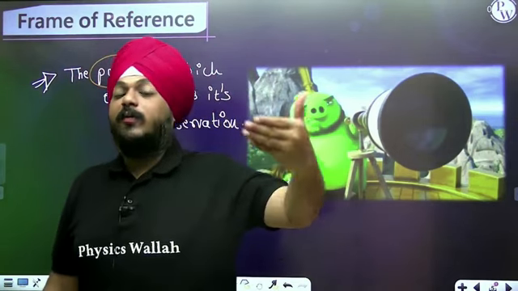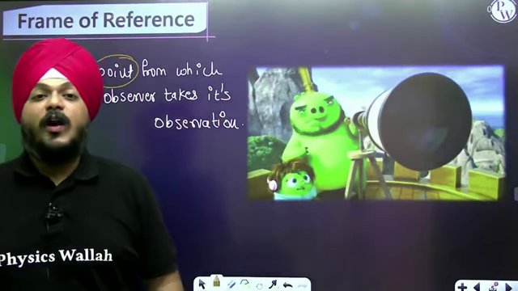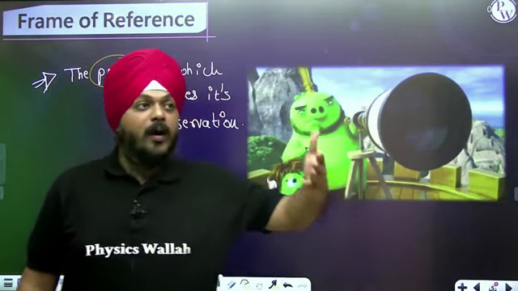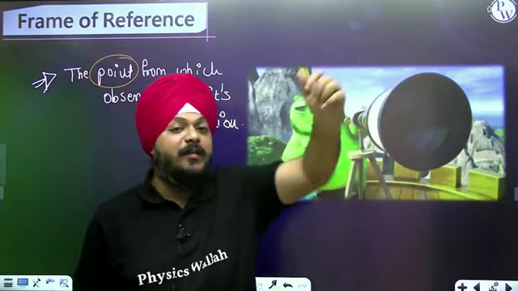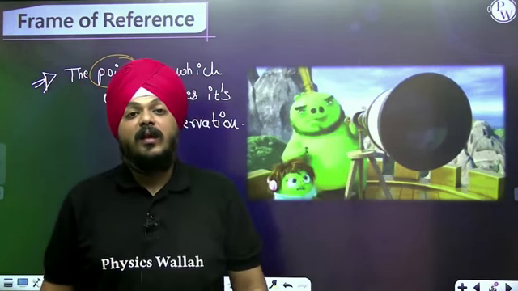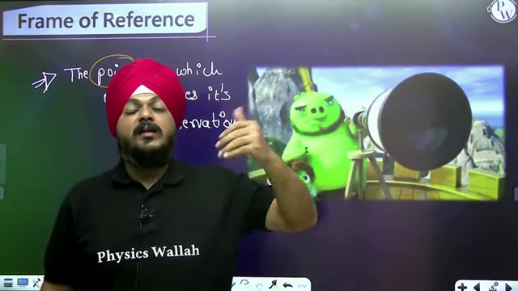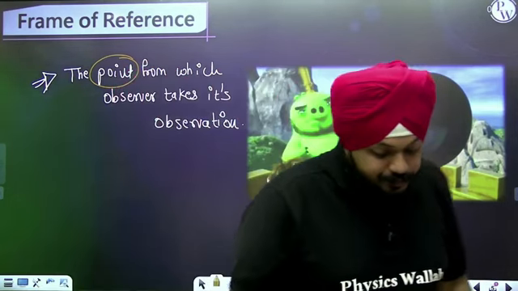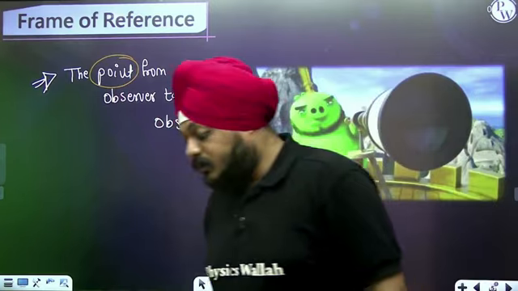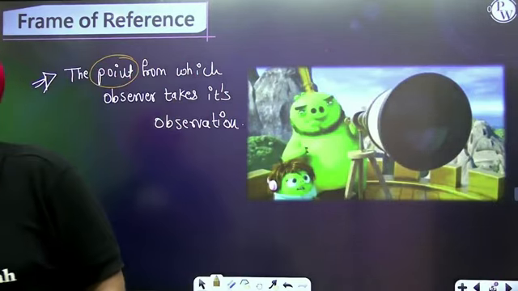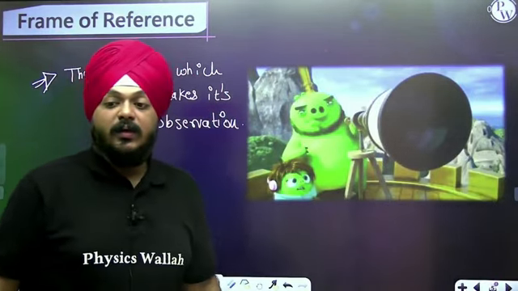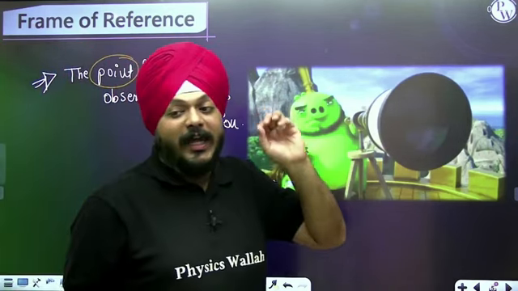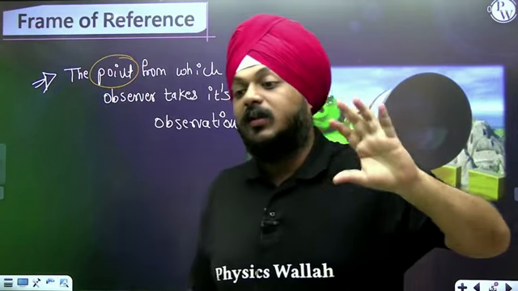Again, we are coming back to our same example, a car on the road. One point is the person who is standing on the ground and analyzing the motion. The second point is the person who is actually inside the car. Things may get different, right? So, the frame of reference is the point from which the observer takes their observation.